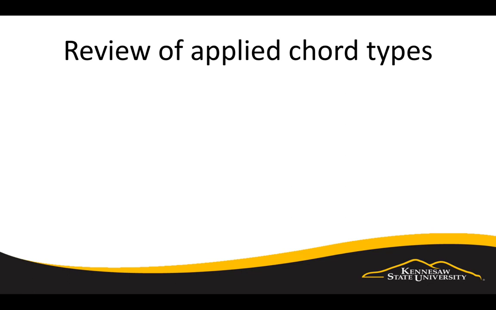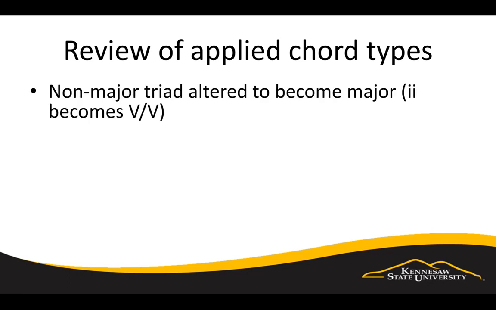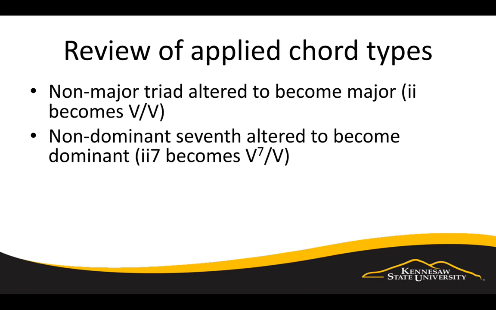Let's do a brief review of applied chord types. We can have non-major triads that are altered to become major. So for instance, a 2 chord could then become 5 of 5, go 5 and then 1. A second kind is non-dominant 7th chords, which are altered to become dominant. So for instance, 2/7 can become 5/7 of 5, 5 and then 1.